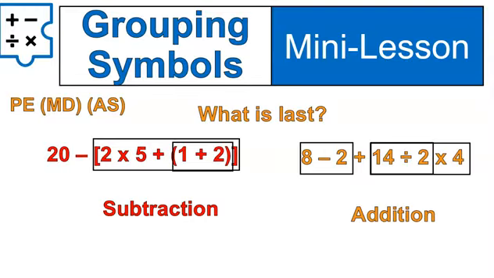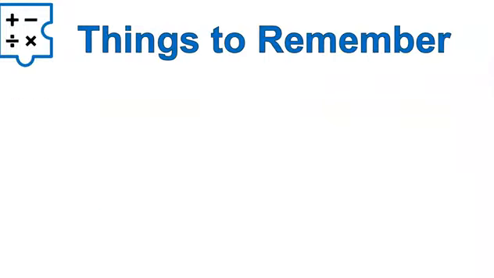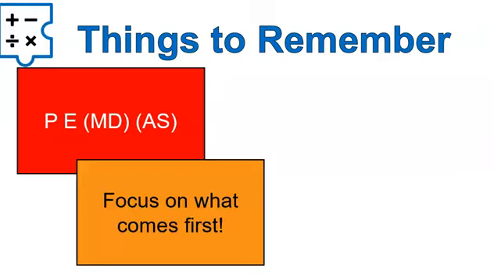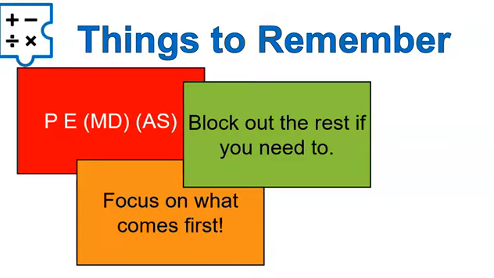Again, I'm not asking you to solve it, just to look at it and think through the steps, because this type of big picture thinking is what's going to help you when the questions look complicated and you can break it down into bite-sized pieces. All right, couple things to remember. First off, please don't write the letters all by themselves. Put a space between them, put grouping symbols around them, do something so that you help with that addition, subtraction, multiplication, division. Focus on what comes first. Block out the rest if you need to.